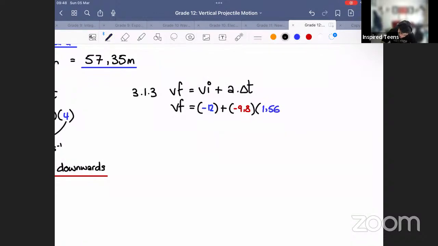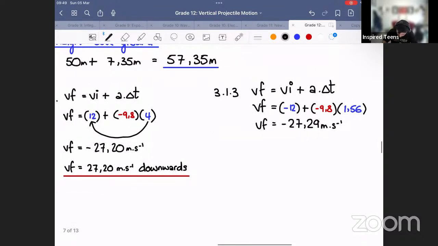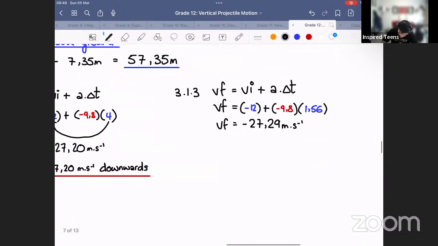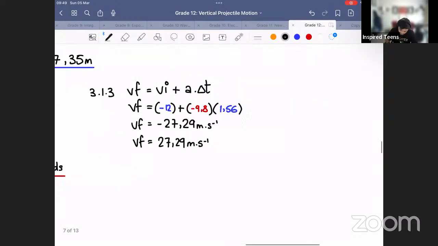If you want to do it yourself, you may do it in the calculator as well. I'm going to do it quickly. Negative 12 plus negative 9,8 times 1,56. And I get an answer of negative 27,29 meters per second. Yeah, that's correct. It's slightly different, but there are different methods, so you can expect different answers. Nothing wrong. As long as your calculations are all correct, there's a margin of error where they'll give you the correct answer.